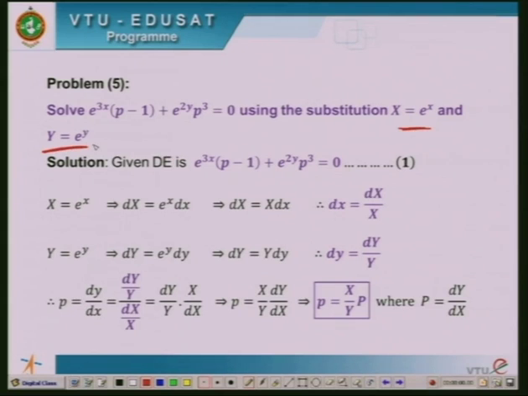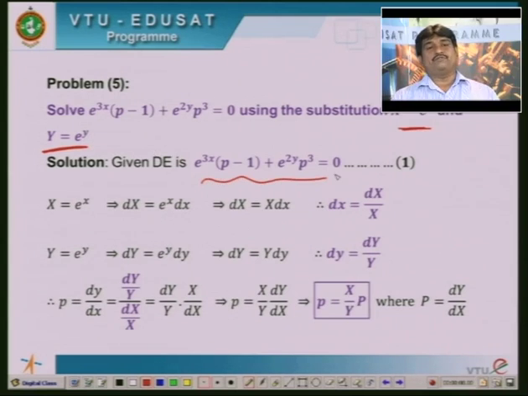If the substitution is not given, we have to try this with the trial and error method. With the different substitution, we should try whether it gets converted to Clairaut's form or not. Little bit complicated. So usually substitutions will be given. Now the given differential equation is e to the power of 3x into p minus 1 plus e to the power of 2y into p cube equals 0.